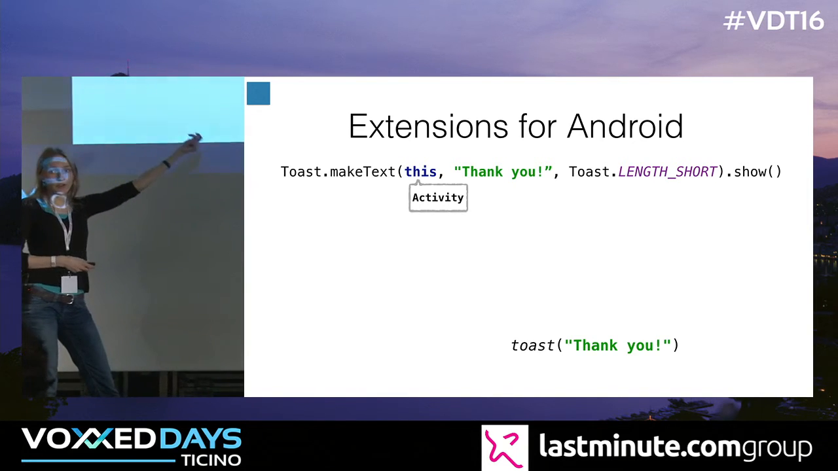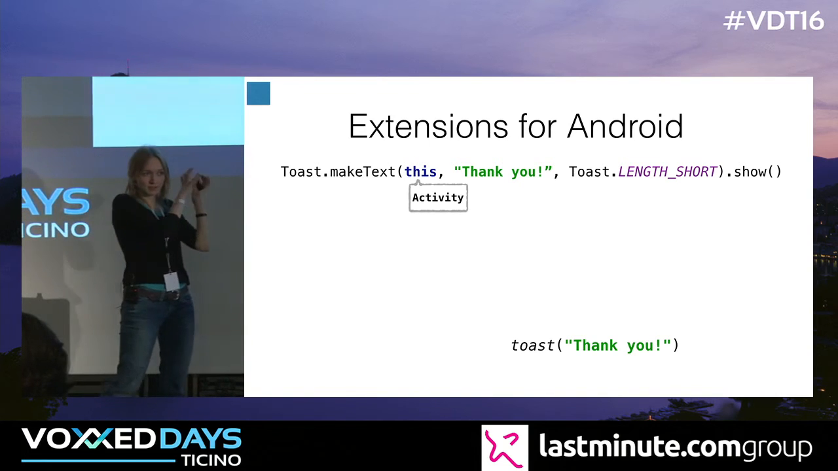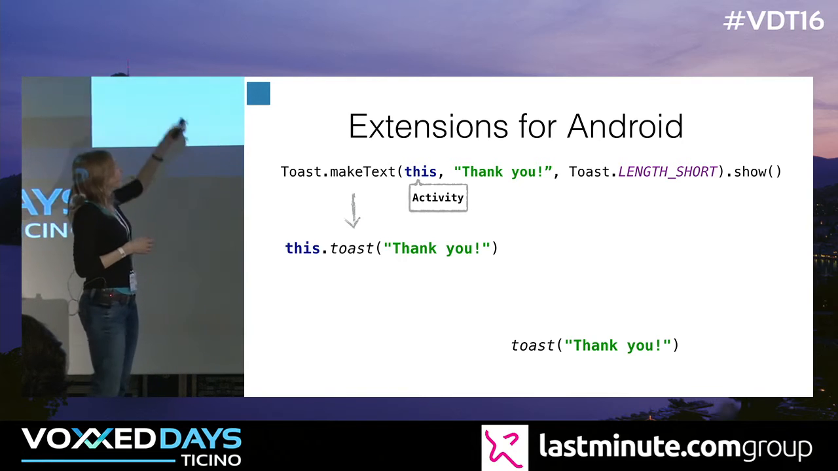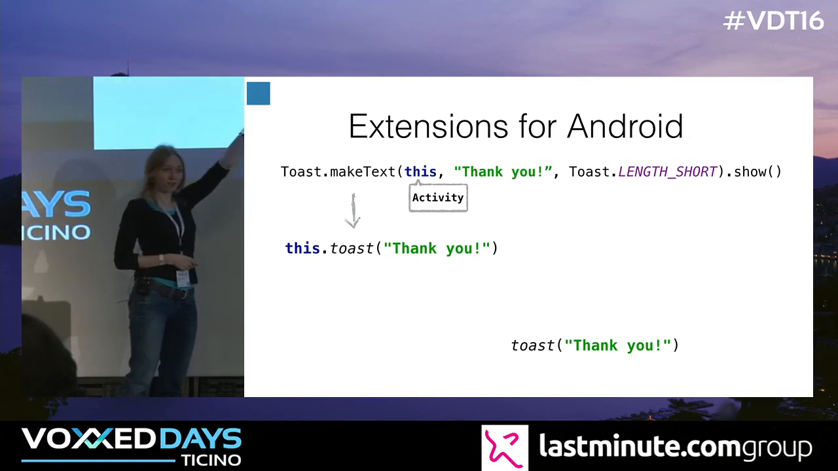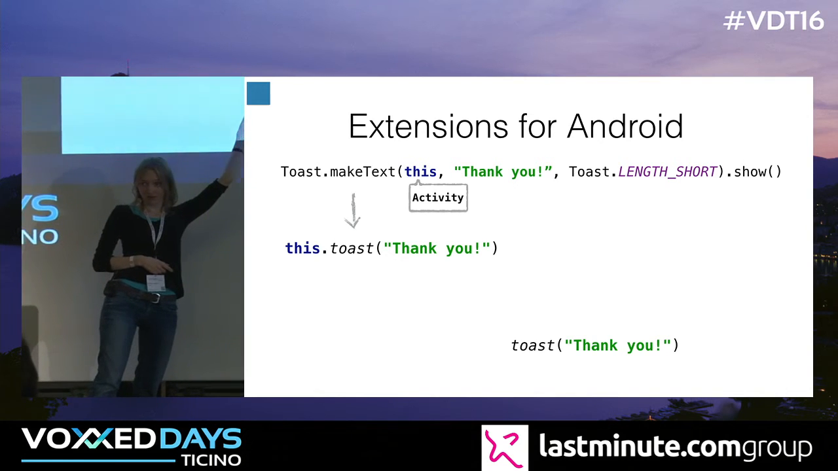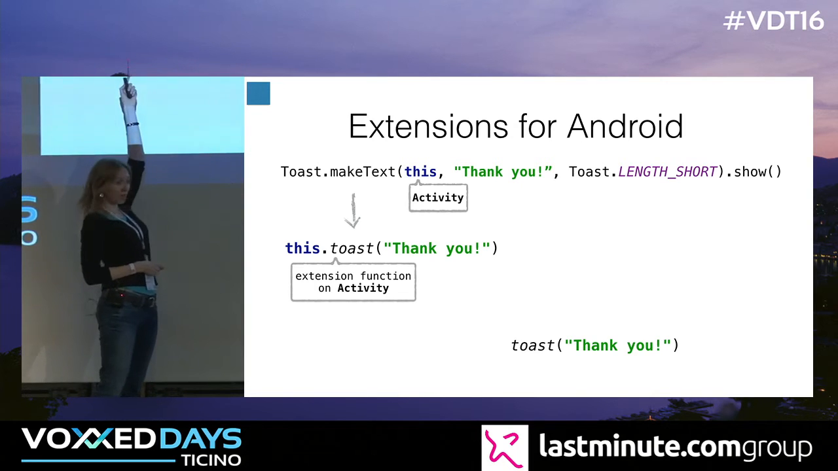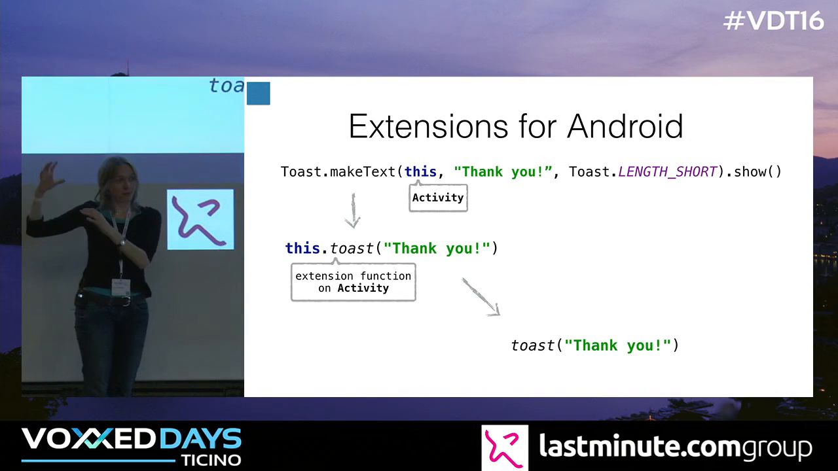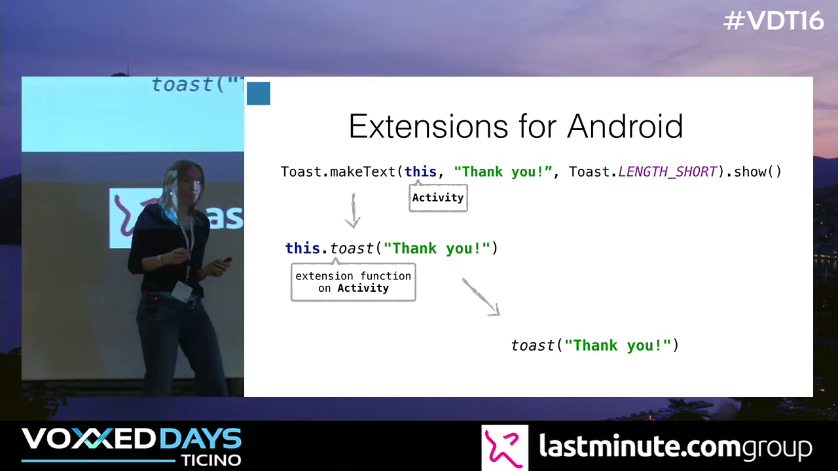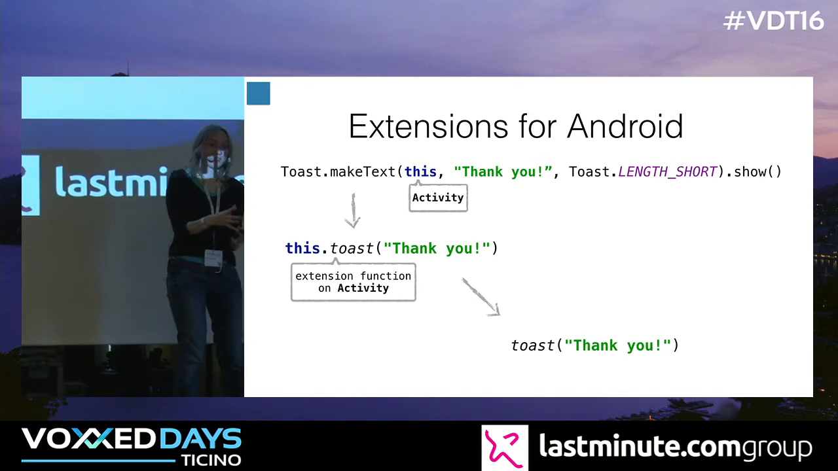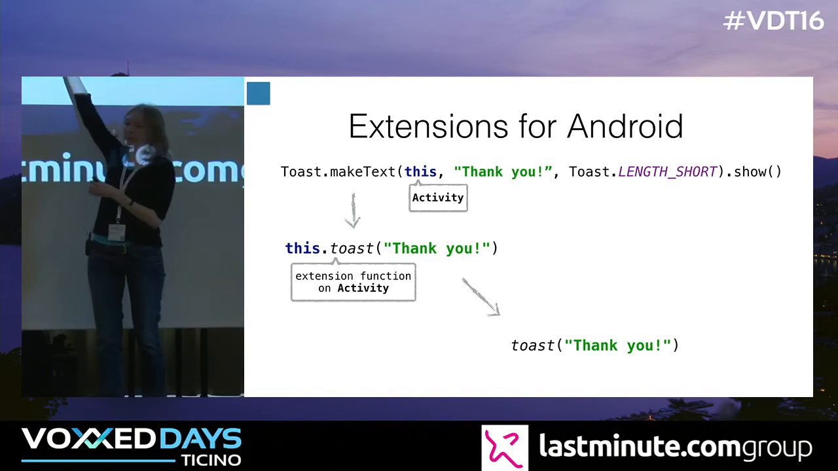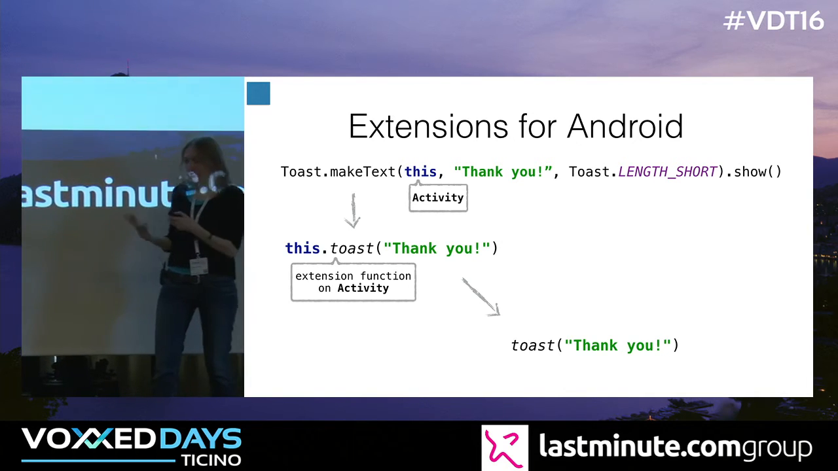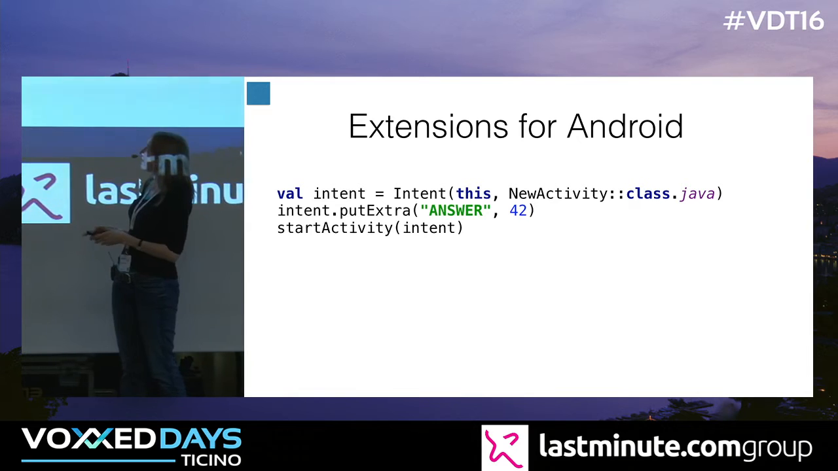Basically, this refers to an activity. And so you can call this toast only when you're in the context of an activity, yes? And in Kotlin, we can declare an extension function on Activity that does the same thing. And then, as usual for this reference, we can omit it, and we have this concise syntax. And again, there's a pattern that works everywhere, and it explains how extension functions can be useful to improve the readability of your code. So you have a more complex concept in Java, but then you can try to make it more concise in Kotlin.